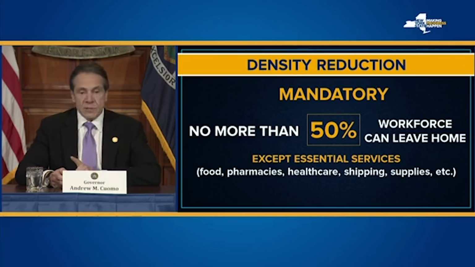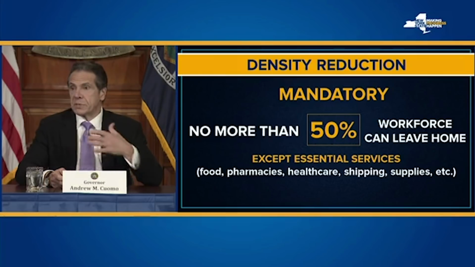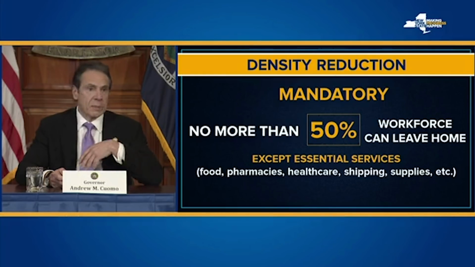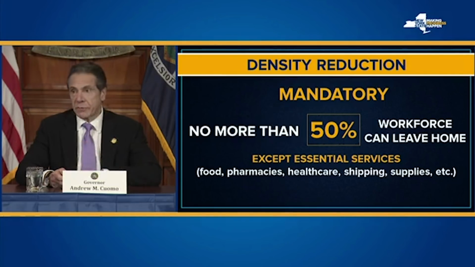That will exempt essential services, meaning food delivery, pharmacies, health care, shipping, supplies, etc. Society has to function. People stay at home. People still need to be able to order food, etc. They need to be able to shop. So you have to keep those essential services running.